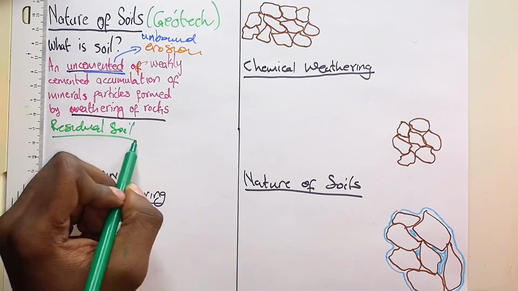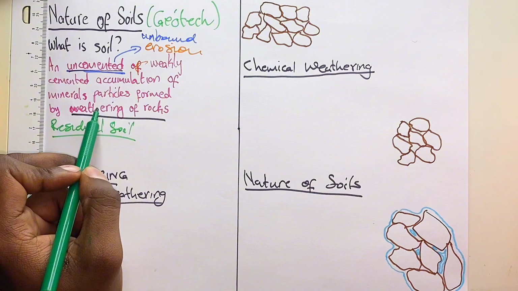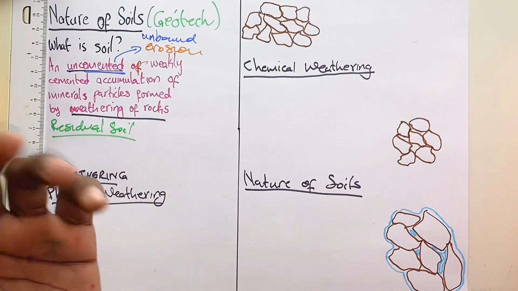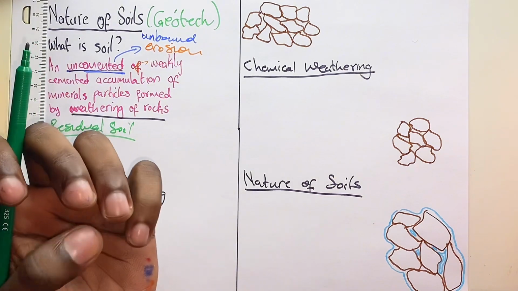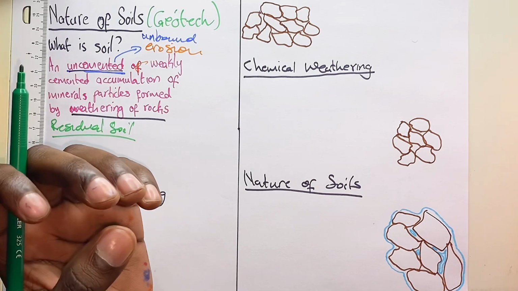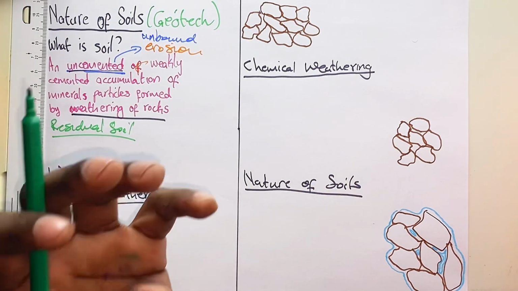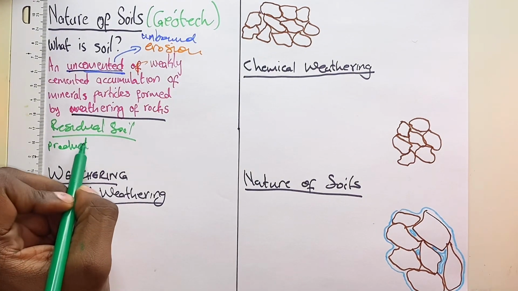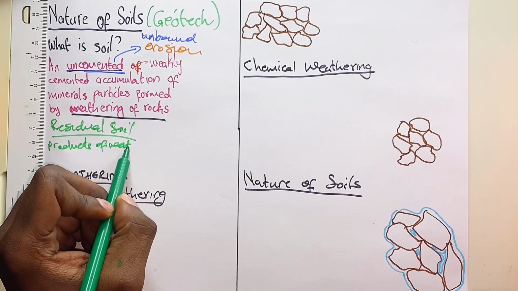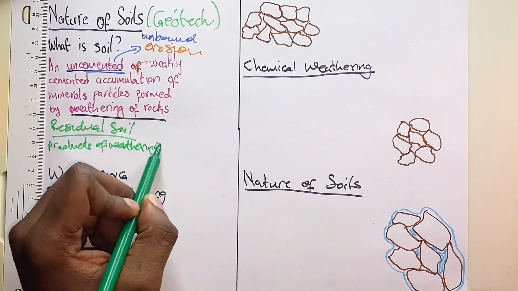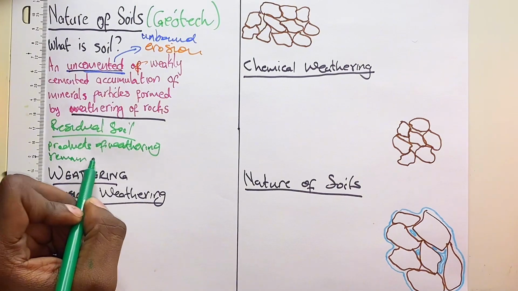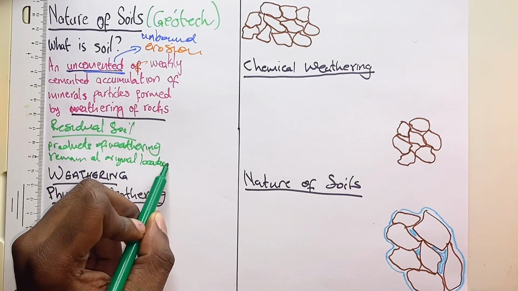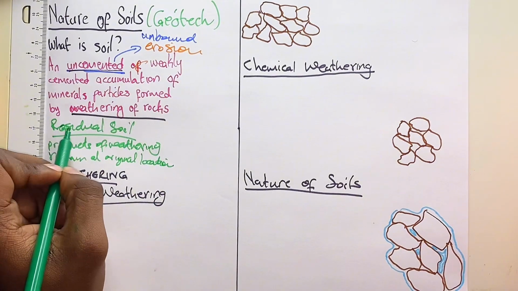residual soil. Residual soil is when the products of the weathering process remain at the original location. So a rock or a mineral can break down and the products of that breaking down process are still at that original location. The products of weathering remain at the original location, and we call those types of soils residual soils.